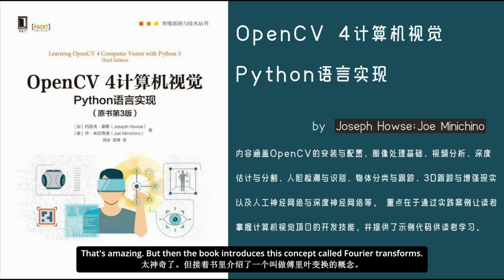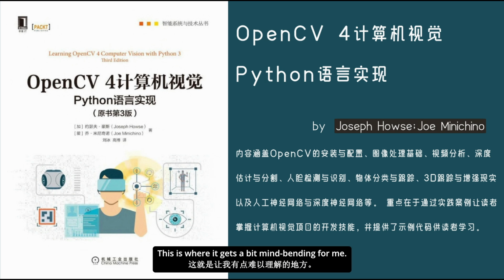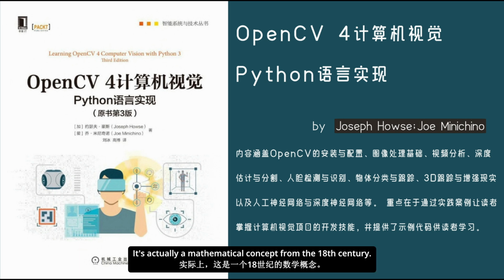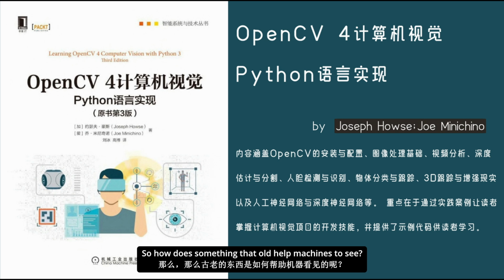But then the book introduces this concept called Fourier transforms. This is where it gets a bit mind-bending for me. I understand. It sounds pretty complex, right? A little bit. It's actually a mathematical concept from the 18th century. But it's still relevant today, particularly for computer vision. So how does something that old help machines to see?